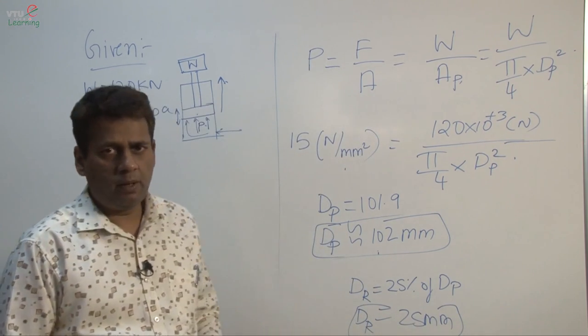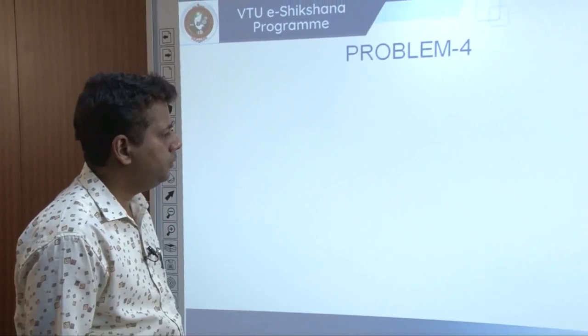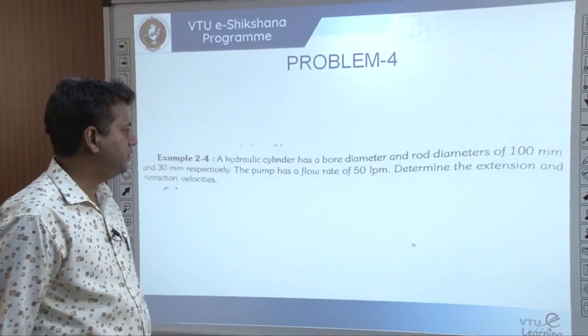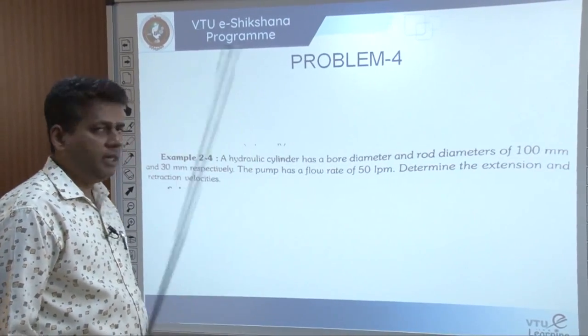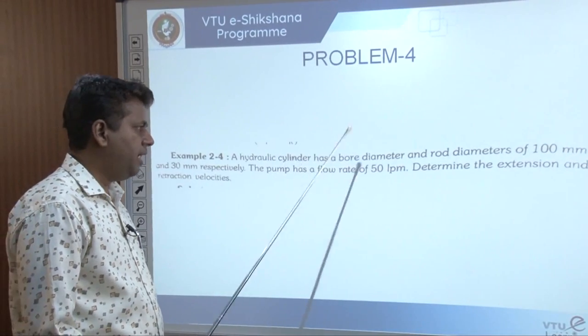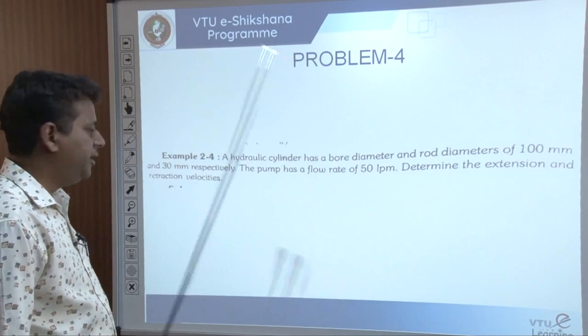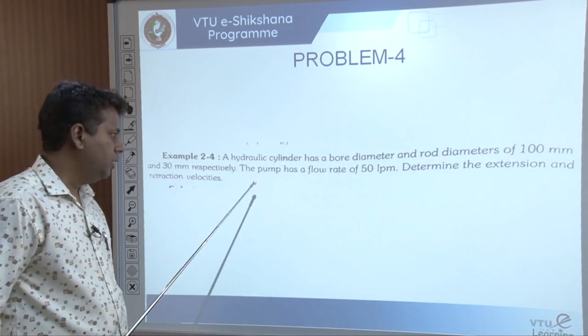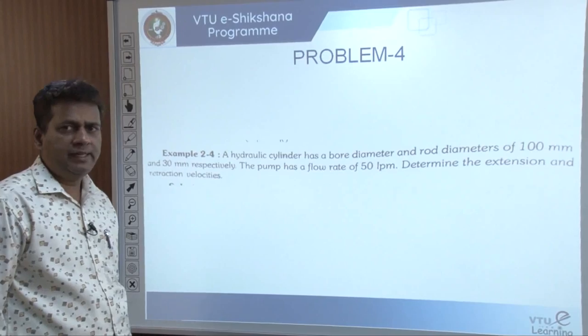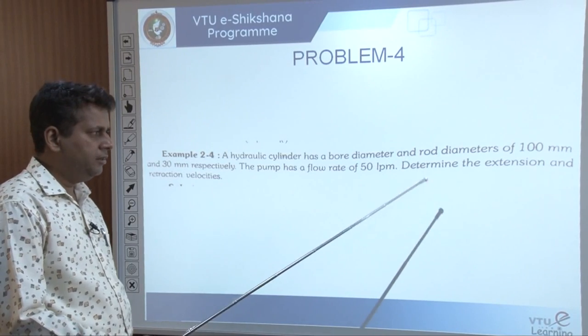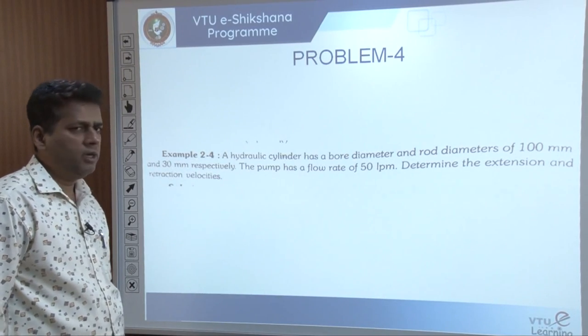So let us solve the next problem. Problem 4, it says that a hydraulic cylinder has a bore diameter and rod diameter of 100 mm and 30 mm respectively. The pump has a flow rate of 50 liters per minute. Determine the extension and retraction velocities. Now let us solve this problem, the same extension and retraction problem. This time we are going to find out the corresponding velocities.